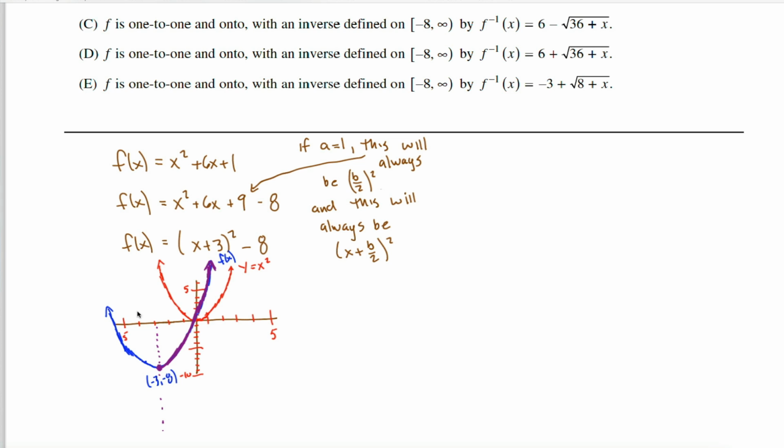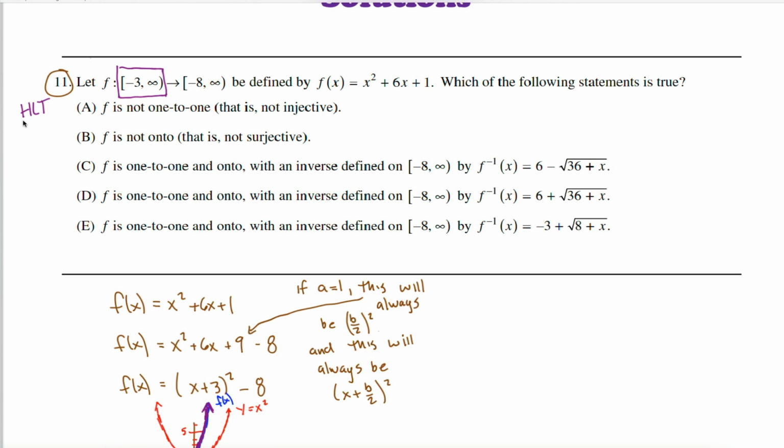Any horizontal line that you draw will intersect the purple part of this graph at most one point. Therefore, the purple part of this graph passes the horizontal line test. Therefore, the function is one-to-one, so A is a false statement. Is the function onto? A function's onto if the range is the same as the codomain.